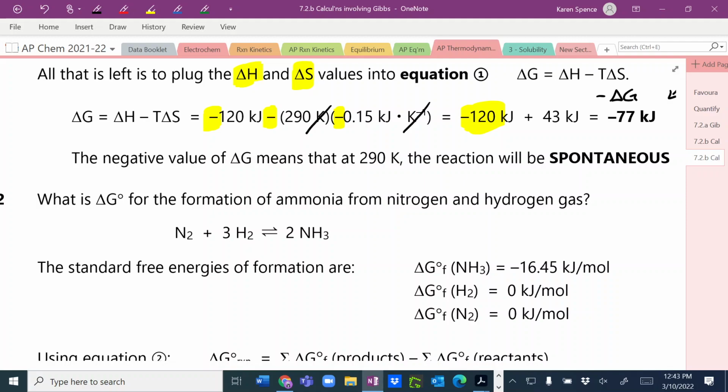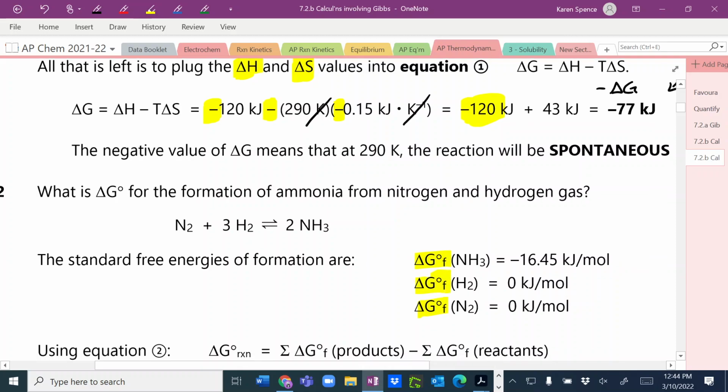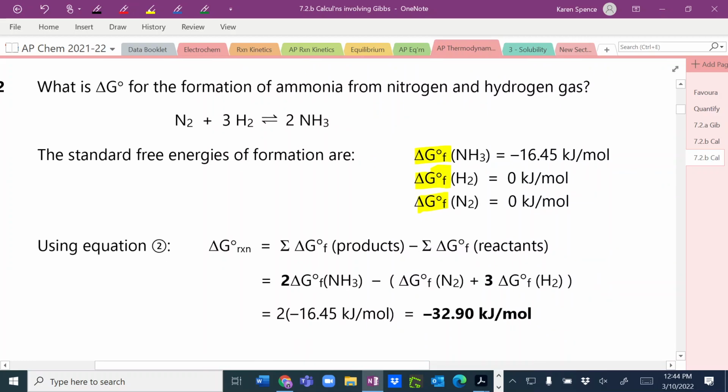That's going to suck. Okay, so here we have delta G for ammonia and nitrogen and hydrogen, and just like for delta H and delta S, you can use the summation of the products minus the summation of the reactants. So the only thing to remember is that you do have to use the coefficients.